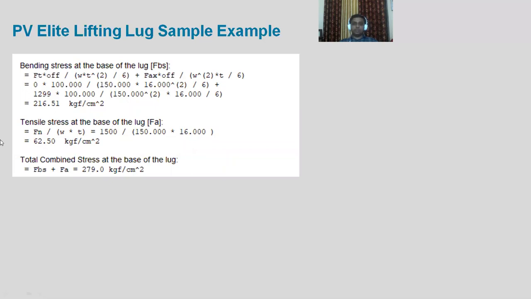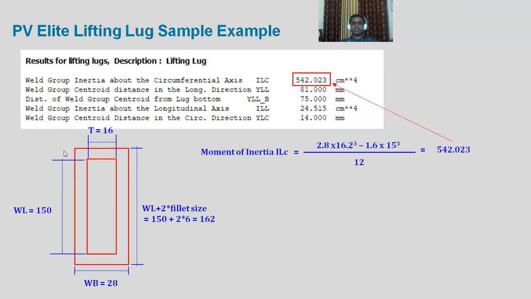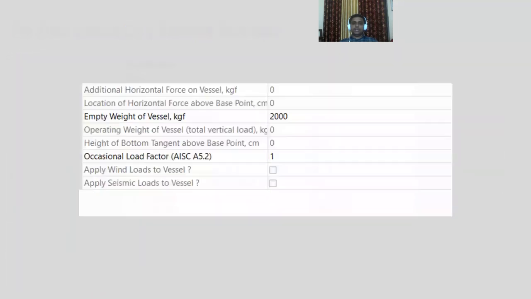Fn, that is a normal force. Only that force can create the tension. Neither the bending force nor the tangential force can create the tension. So here we can say the tension will be created only by the normal force.